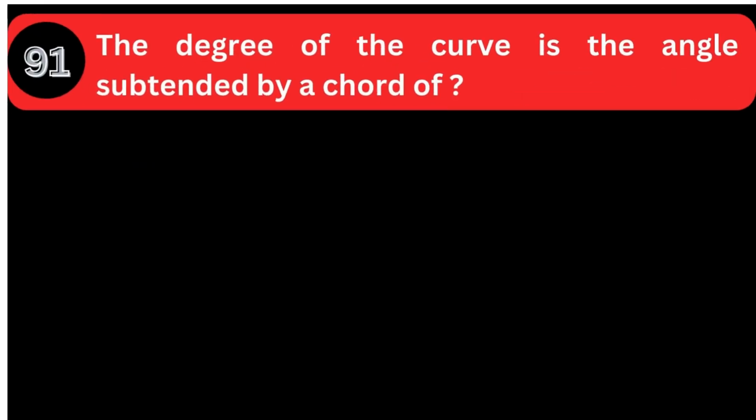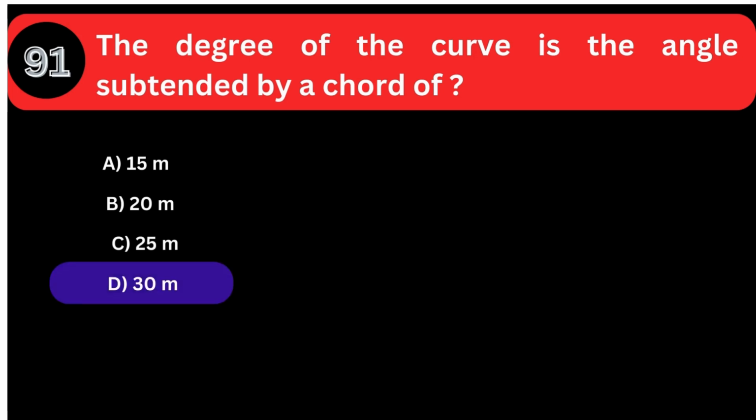The degree of the curve is the angle subtended by a chord of. Options A. 15 meters. B. 20 meters. C. 25 meters. D. 30 meters. Answer D. 30 meters.